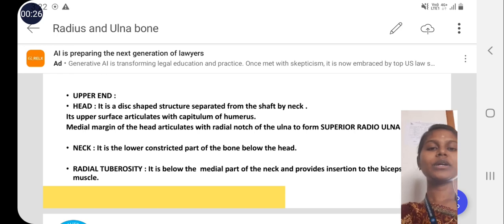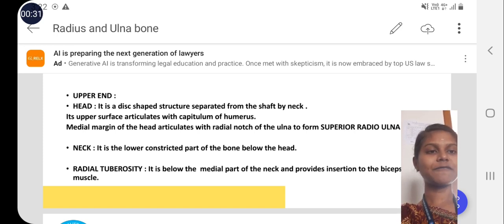And moving on to the head, it is a disc-shaped structure separated from the shaft by neck. Its upper surface articulates with the capitulum of humerus. Medial margin of the head articulates with the radial notch of the ulna to form superior radio-ulnar joint. Neck is the lower constricted part of the bone below the head.